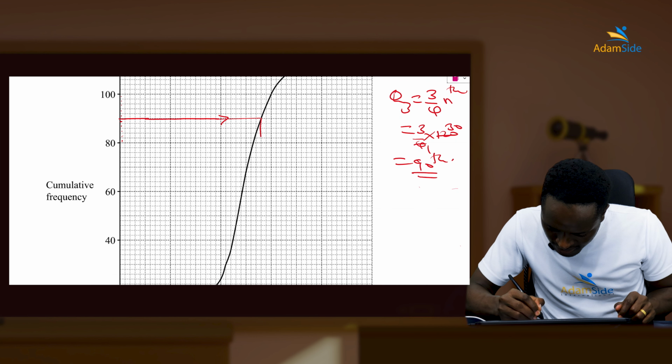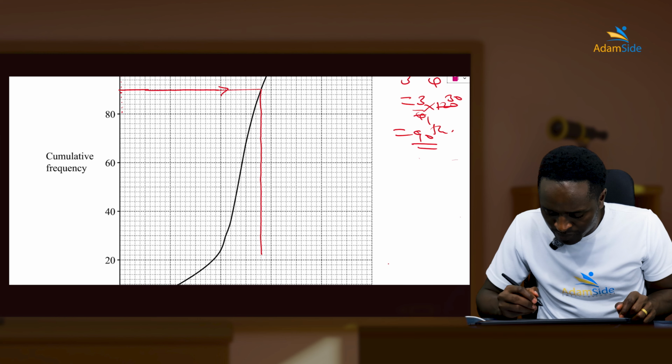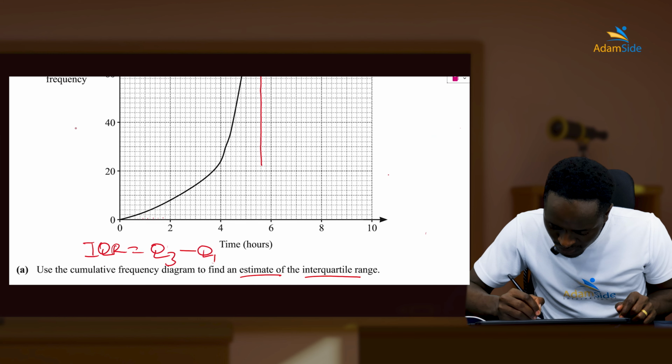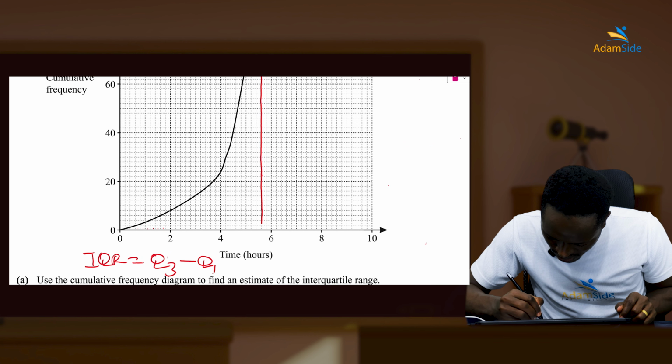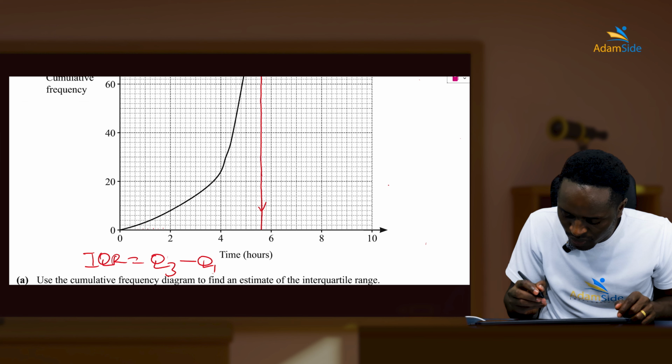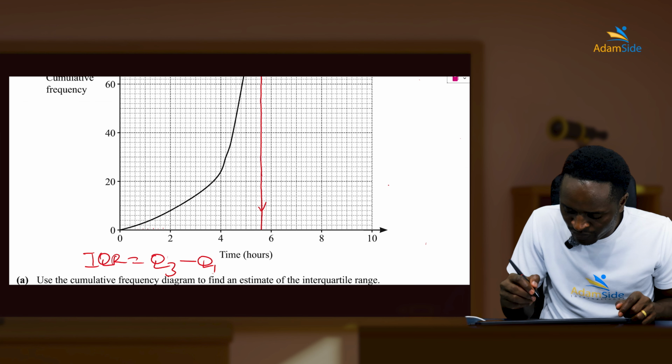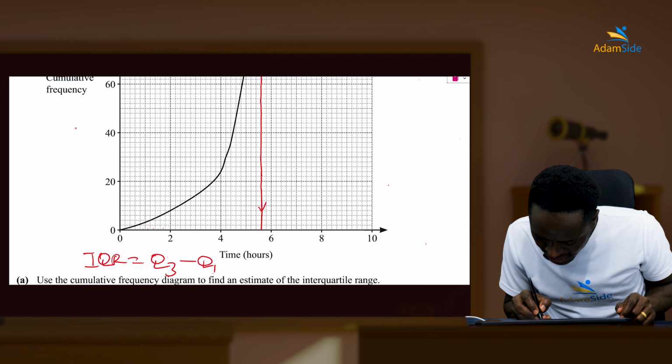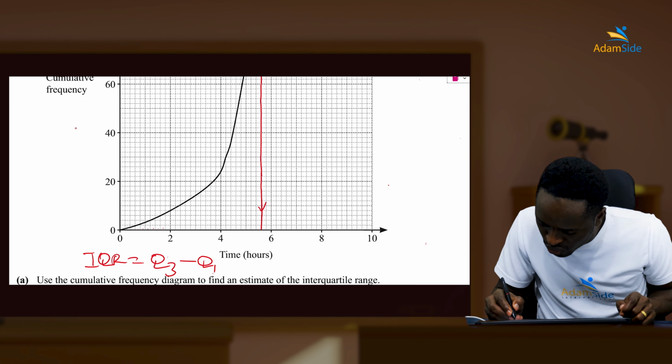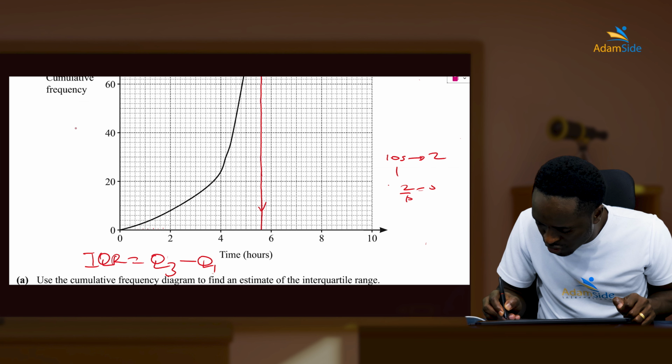We draw a very straight line down to know exactly what will be our Q3. So this is where our Q3 is. Reading the scale here, 2 is represented by how many boxes? 10 small boxes represent 2. What about 1? 1 will represent 2 over 10, which is 0.2.